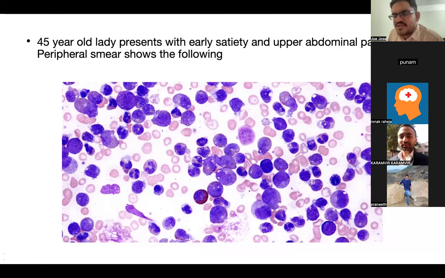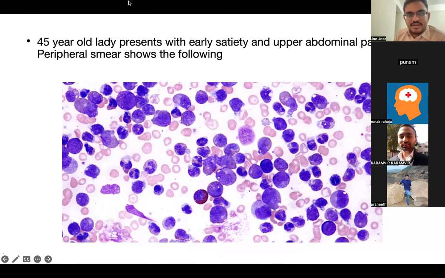Can you tell me what are the features of the SOKAL and ELTS risk scoring? What are the components? The SOKAL score components will be platelet count, age, spleen size, and blast percentage. So although they are the same components, what is the difference between SOKAL and ELTS?